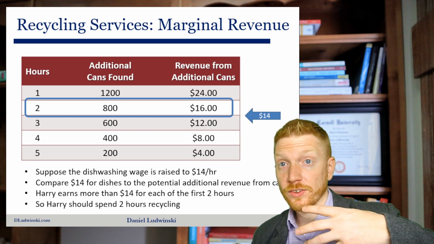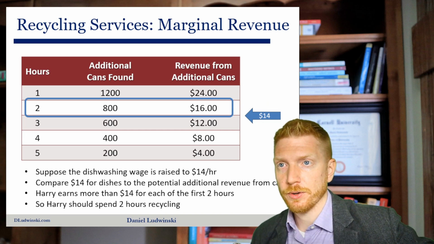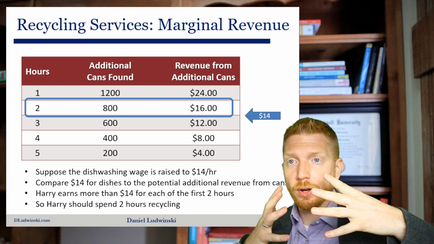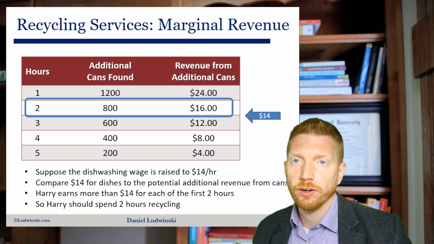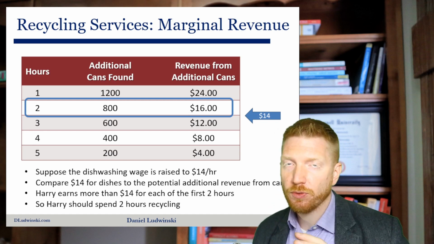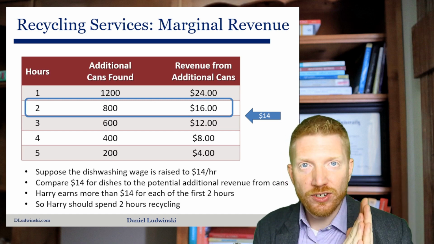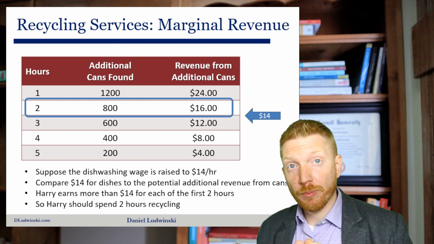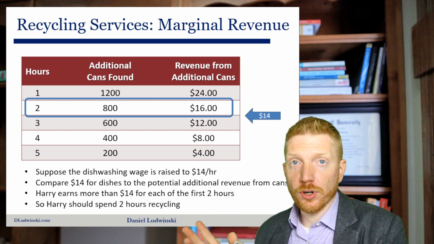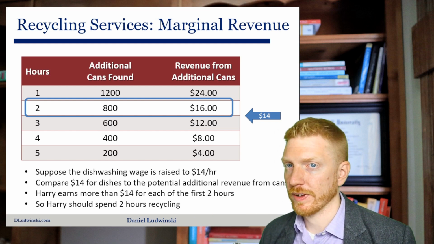And so what we see in this exercise on opportunity cost is that when the cost or the price is higher, you do more of that. When the price for dishwashing is higher, surprise, surprise, you do more dishwashing. When the price per can is higher, producers do more collection of cans.